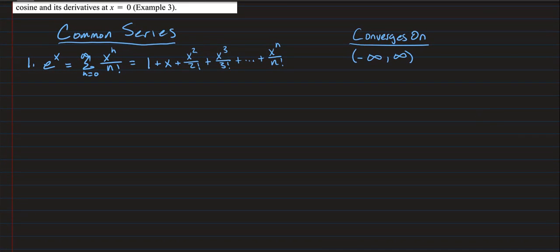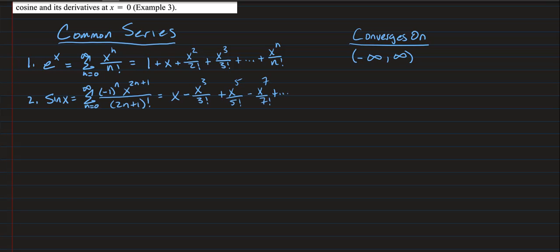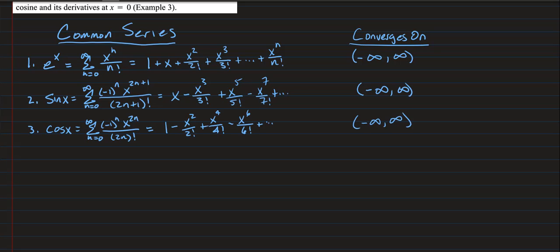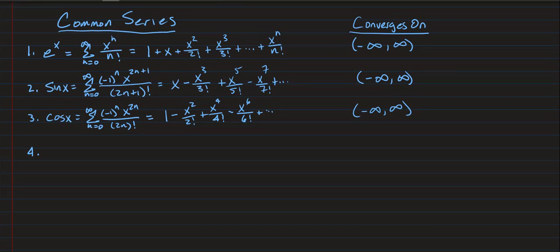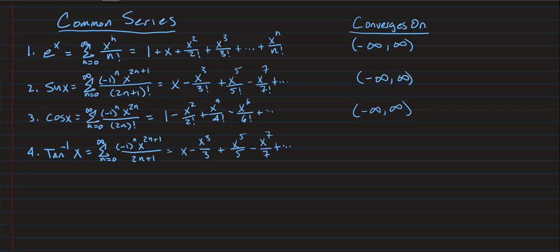The first one we've already developed, the e to the x function. The second one is sine x, and this is going to converge for all real numbers as well. And we already did cosine x. The interval of convergence for sine and cosine and e are all negative infinity to infinity. Another one that you may need is tan inverse or arctan. It looks an awful lot like the sine function, but it doesn't have the factorial in the denominator. And this one's only going to converge from -1 to 1, including the endpoints.